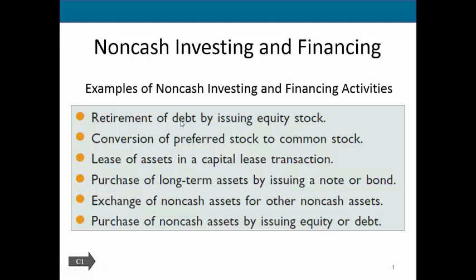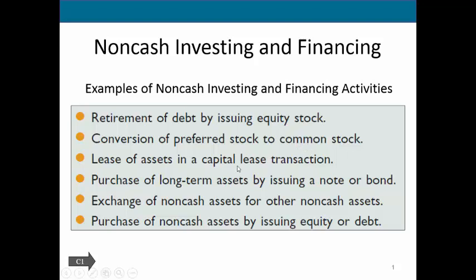But if instead of paying it back with cash, we issue equity stock, we're paying off our debt, so we're reducing our liability, but we're issuing stock. So we're having a non-cash transaction. Another example is if we're converting preferred stock to common stock.